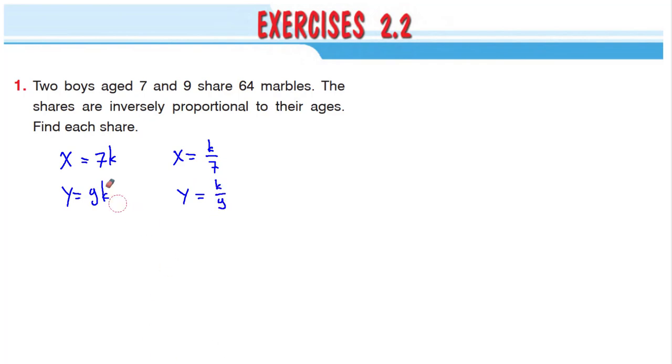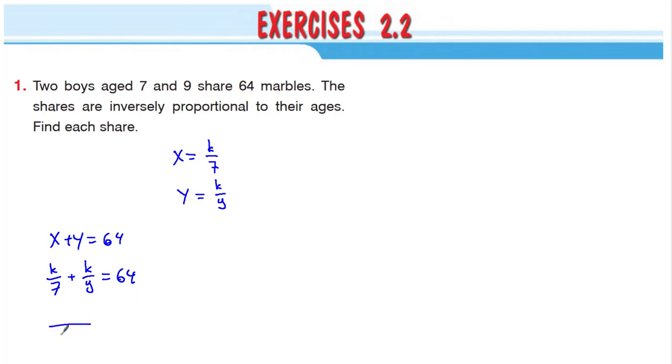So now that we know the share of each boy, we can find the sum, which is X plus Y, and it should be 64. So K over 7 plus K over 9 should be 64. The least common multiple of 7 and 9 is 63 because these are coprime numbers. So 9K plus 7K is 64. Let's continue here. We get 16K over 63 is 64.